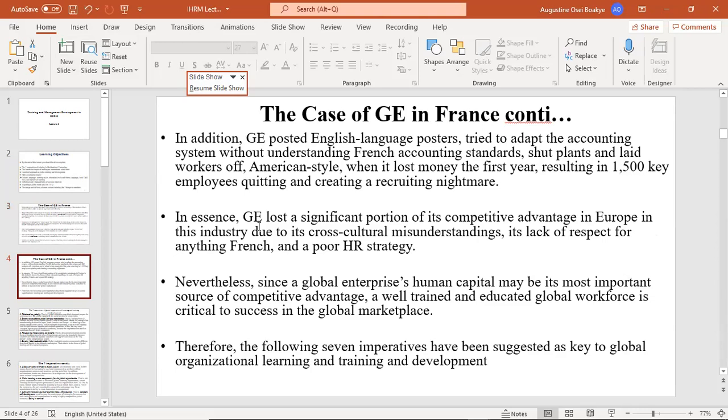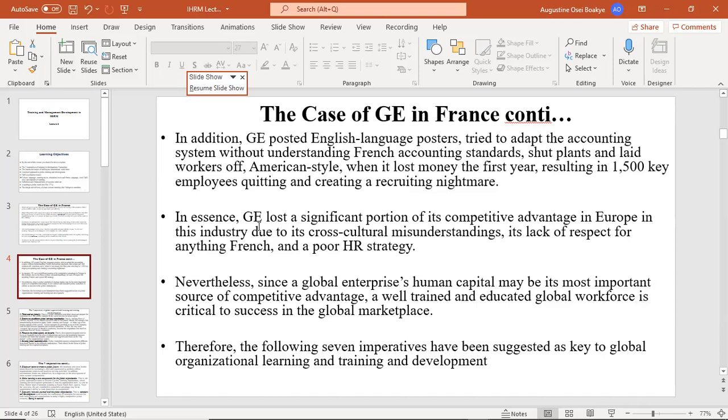In addition, GE posted English posters. So we are talking about a French subsidiary where English language posters are being posted. Take note of it. And they also tried to adapt the accounting system without understanding the French accounting standards.